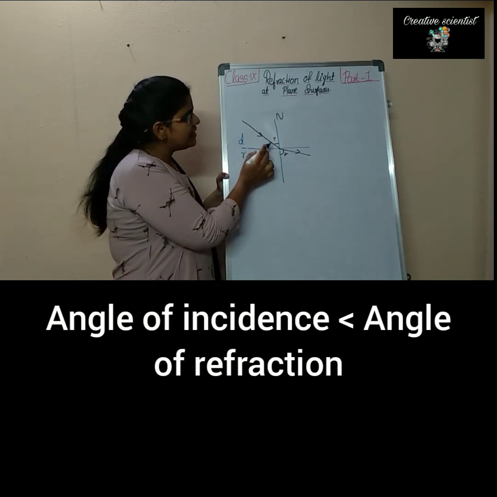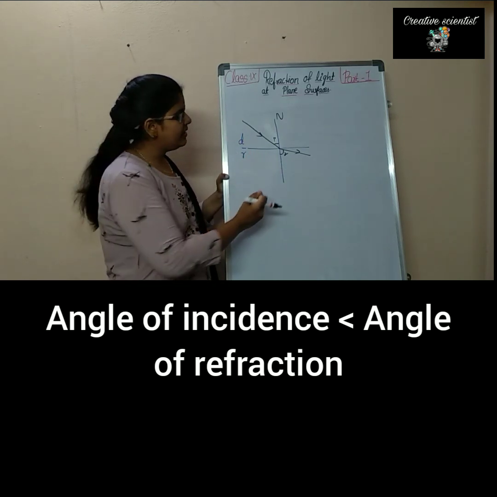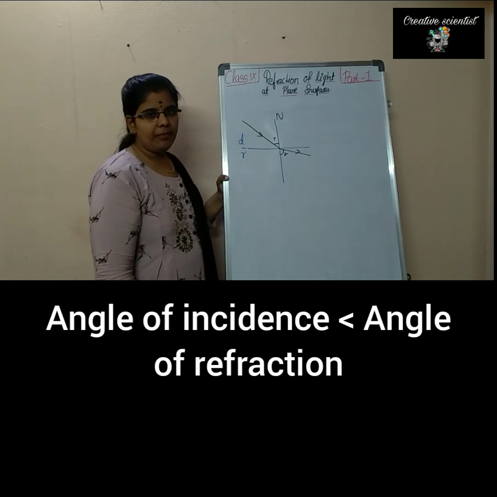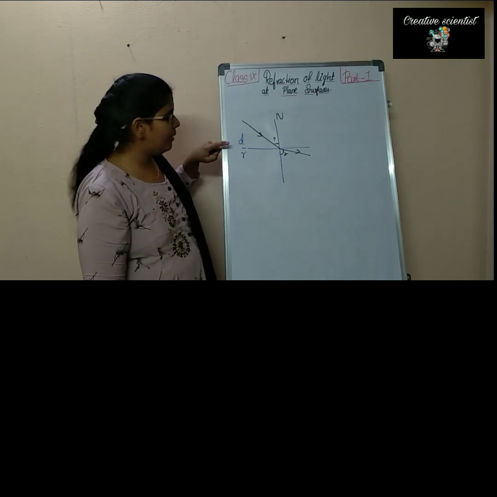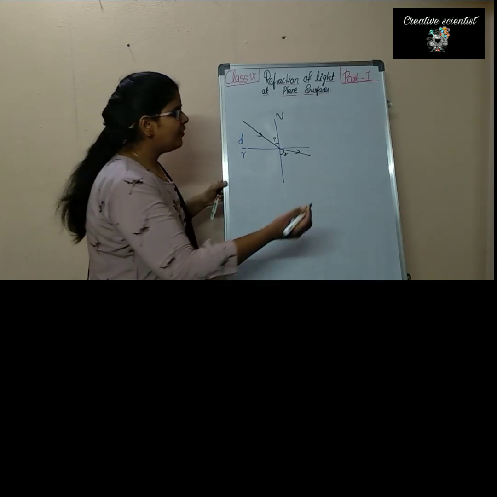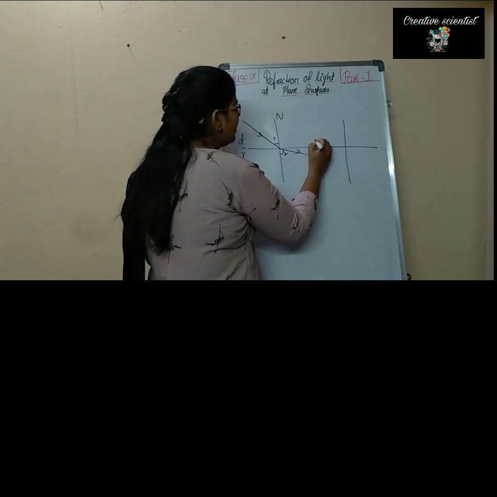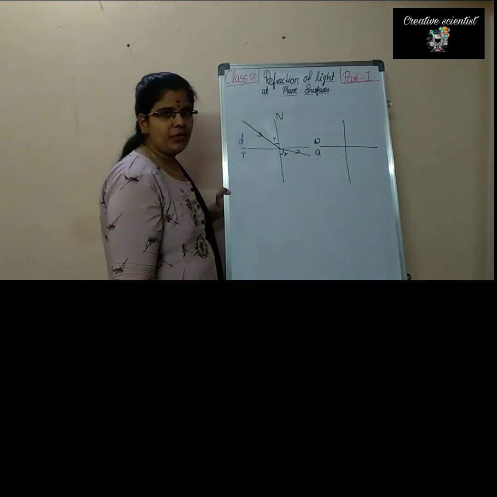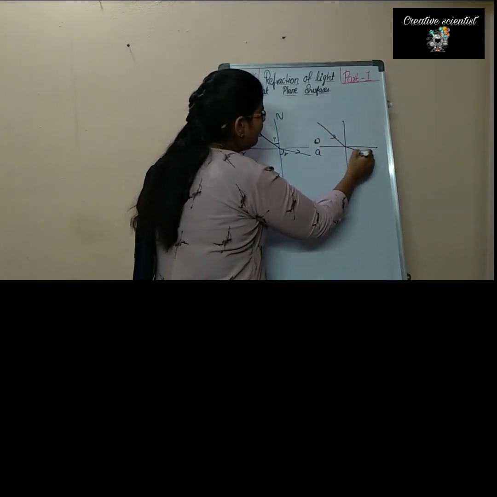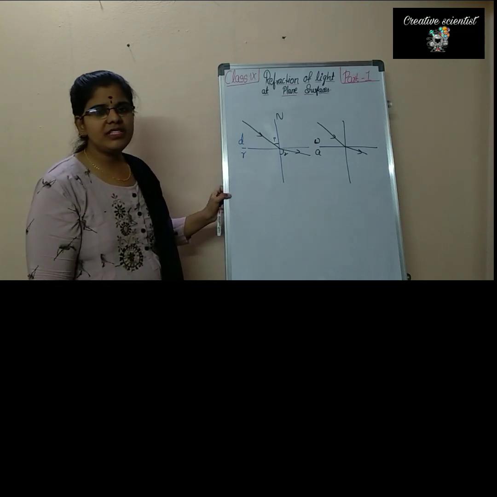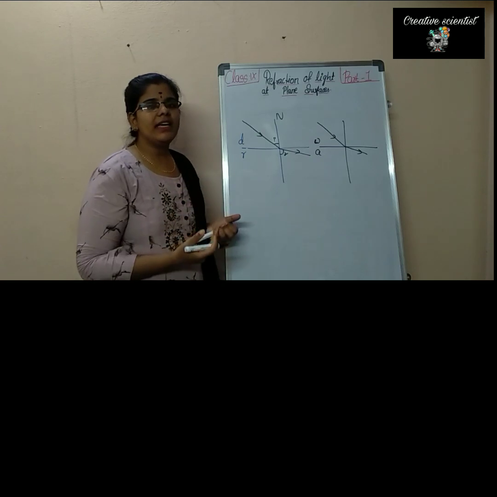The angle of incidence is small and the angle of refraction is more because it is moving away from the normal. This is the case when the light ray is moving from the denser medium to the rarer medium. If you take a daily life example, if the light ray is moving from water to air, then what happens? The light ray will be moving away from the normal. This is the example where the light ray is moving from the denser medium to the rarer medium.